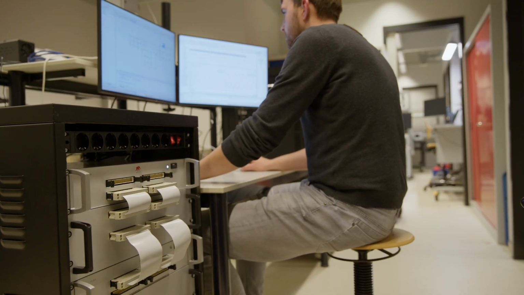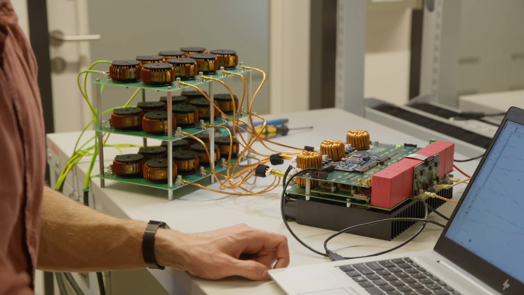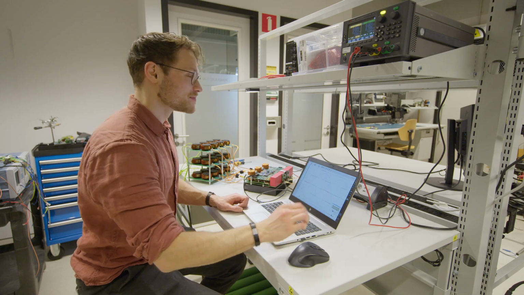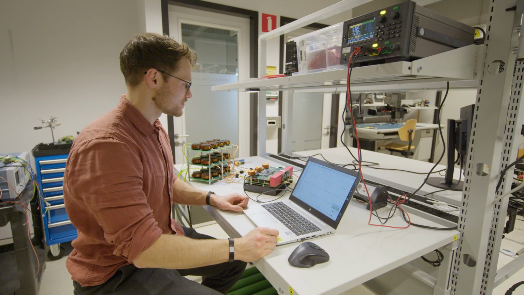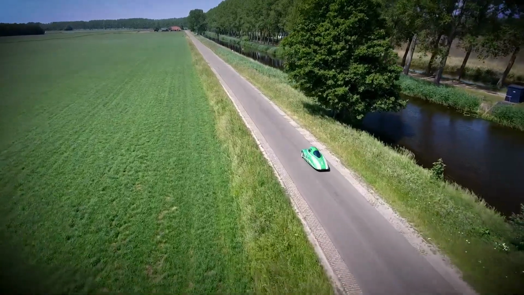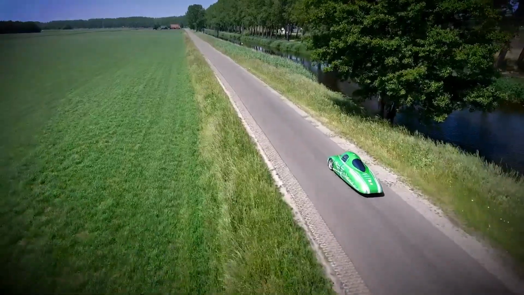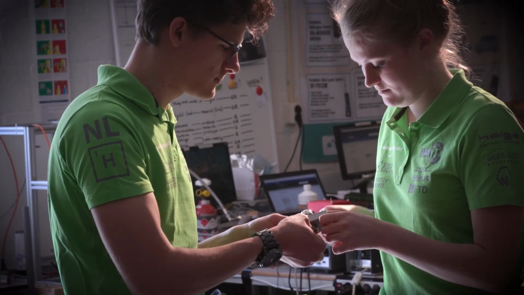I really like building stuff, so with power electronics you build converters. That's a very nice way of doing practical things. But also during my bachelor I was part of Green Team Twente, which is a student team that built a hydrogen car. And because there I designed some power electronics like motor control and energy storage, I think there my interest for power electronics really developed.